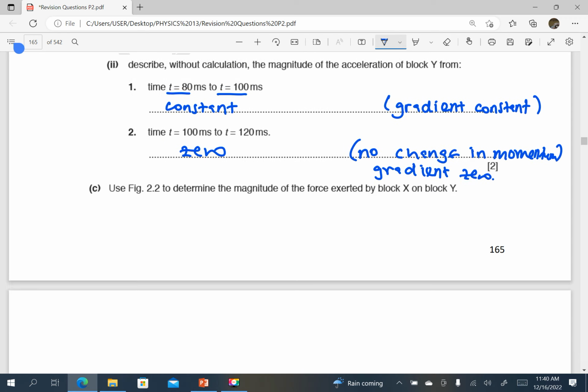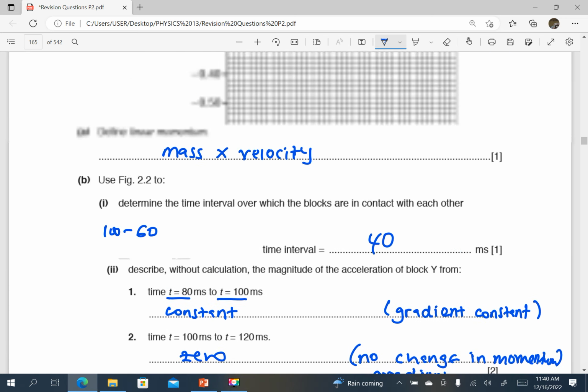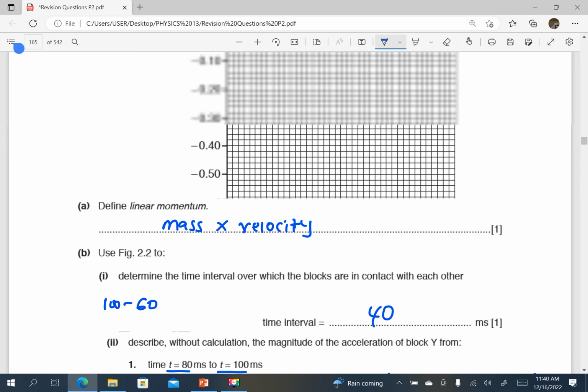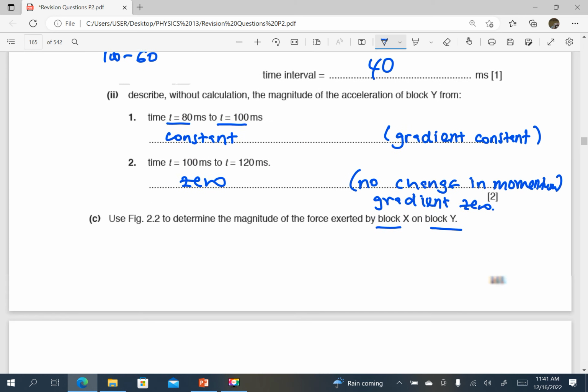Okay. Use the figure to determine the magnitude of the force exerted by block X on block Y. So we just look for the gradient. Of course, we know that force is equal to the rate of change of momentum, which is going to be the gradient. So we go here. The time interval of which they are in contact is 40, and the change in momentum is from 0 to 0.5.